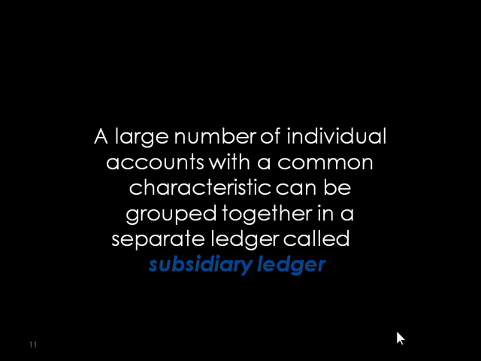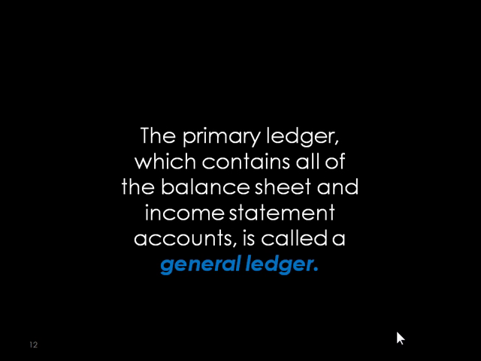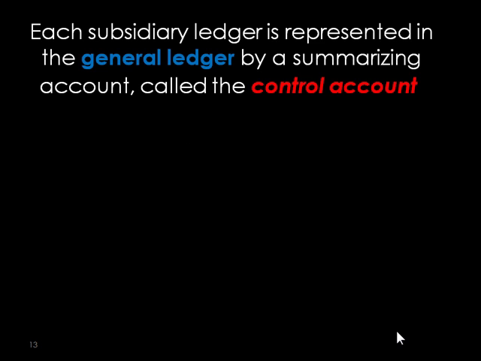A large number of individual accounts with a common characteristic can be grouped together in a separate ledger known as a subledger. I'm going to go through the main subledgers. This is a spot where you're going to group similar types of accounts so that you can quantify them. The primary ledger, which contains all of the balance sheet and income statement accounts, is the general ledger, and that's the only one we've talked about up to this point.